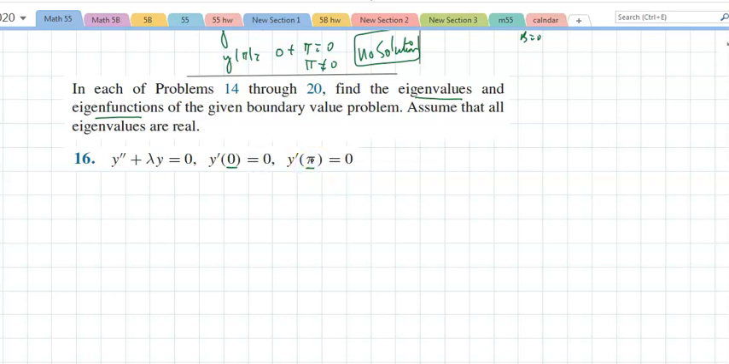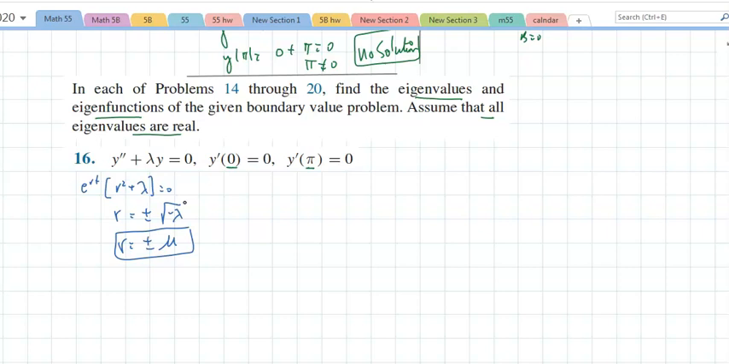Notice this is a partial differential equation. Assume that all eigenvalues are real. Well, this is a homogeneous equation. If I let y equal e to the rt, I will get e to the rt times r squared plus lambda equals 0. So I'll get r to equal plus or minus the square root of negative lambda. Now they say let negative radical lambda equal mu. This is not necessarily i, it depends on what the value of lambda is.